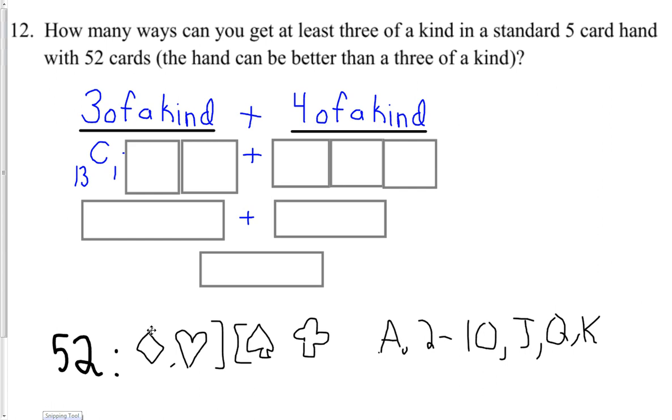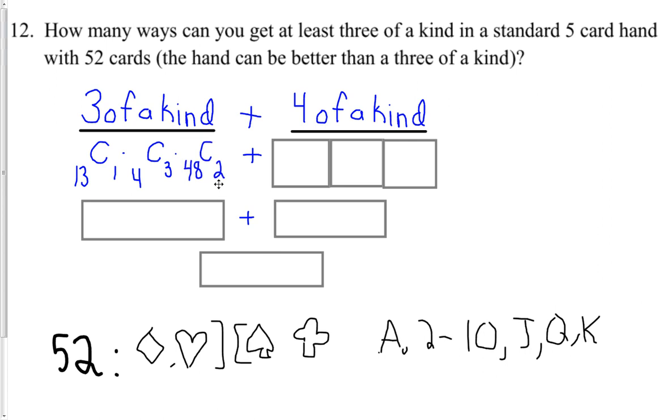There are 4 of each card because there's 1 diamond, 1 heart, 1 spade, 1 club of each of these cards. So out of the 4 cards, we're going to pick 3 of them. So 4 choose 3 is going to be that way. And then we have to pick leftover cards. So this gives us 3 cards. What about the other 2 cards? We're going to take all 4 out because even though we only picked 3 of them, we're only doing 3 of a kind.